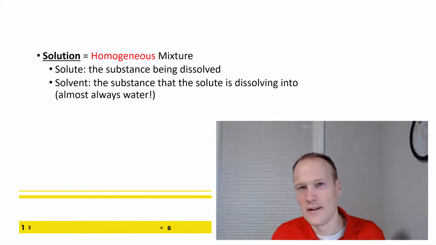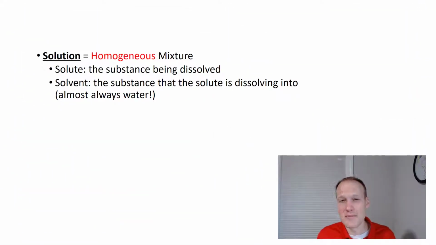Let's get started. If we think all the way back to first semester, we learned that solutions were homogeneous mixtures. That means the solute particles within that liquid are so small that they will evenly distribute. Remember, the solute is the thing that's being dissolved, like salt or sugar, and the solvent is the thing that does the dissolving. In most cases in chemistry lab, this is water.